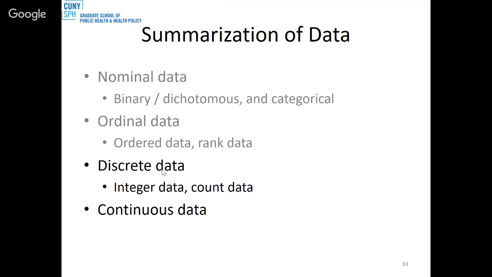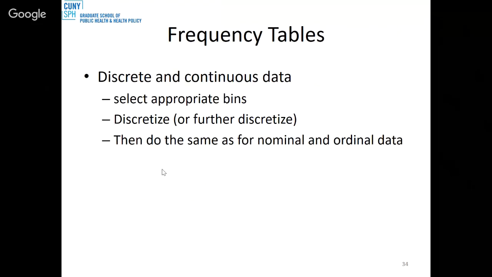So those are methods for nominal and ordinal data. For discrete and continuous data, you can still apply frequency tables, but you have to discretize or further discretize the data first. That is, you take ranges of data and count the number of records that you have in each of those ranges. And by selecting appropriate bins, I'm referring to those ranges.